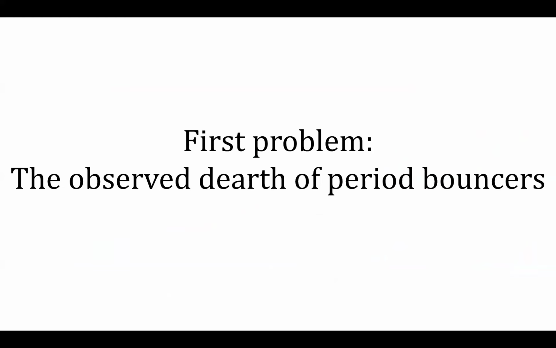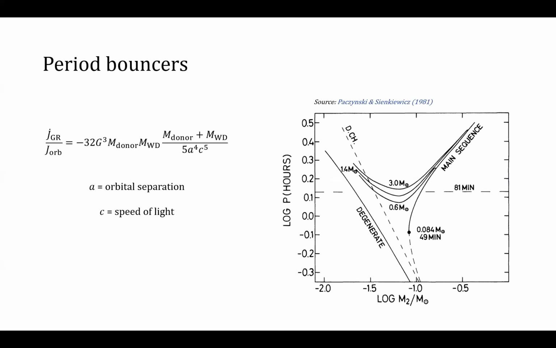The problem is the observed dearth of period bouncers. This is the problem that we have tried to address by looking at magnetic braking holistically. There are several jargons in this title, and I'm going to explain each. Observed dearth means we just don't find them, and period bouncers are CVs that show this very interesting property.